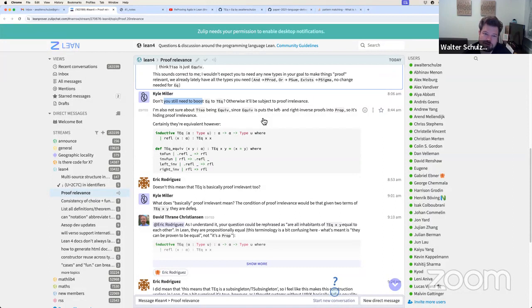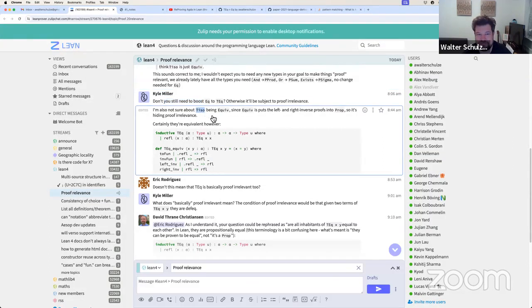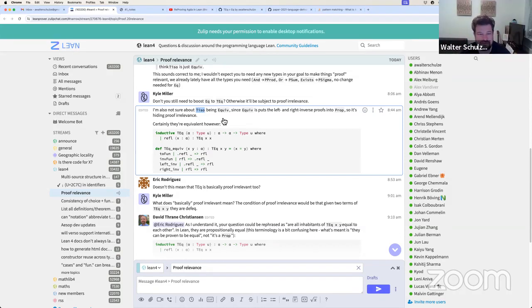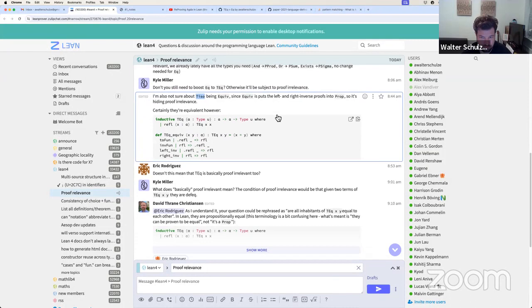And then a good point here as well: our definition of TISO is using the arrow, right? But that arrow is also in Prop, right? So we should find something else if we want to stay in Type. We can't just use the arrow. We need to define our own function type.